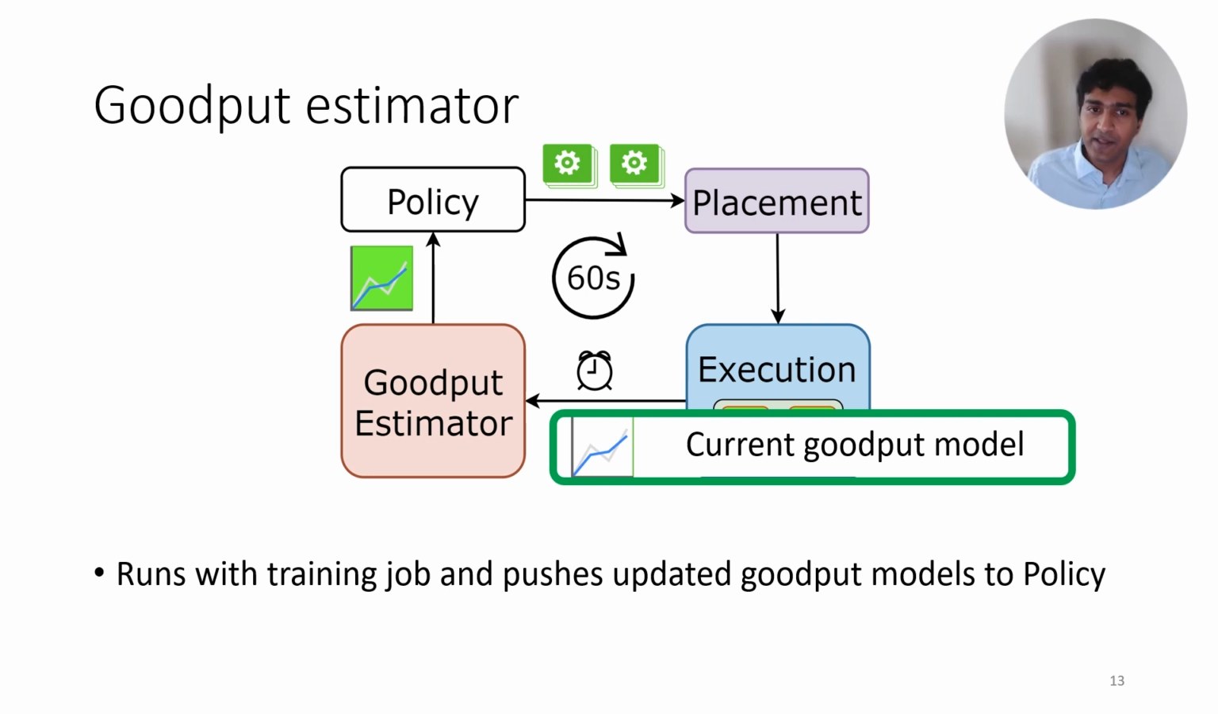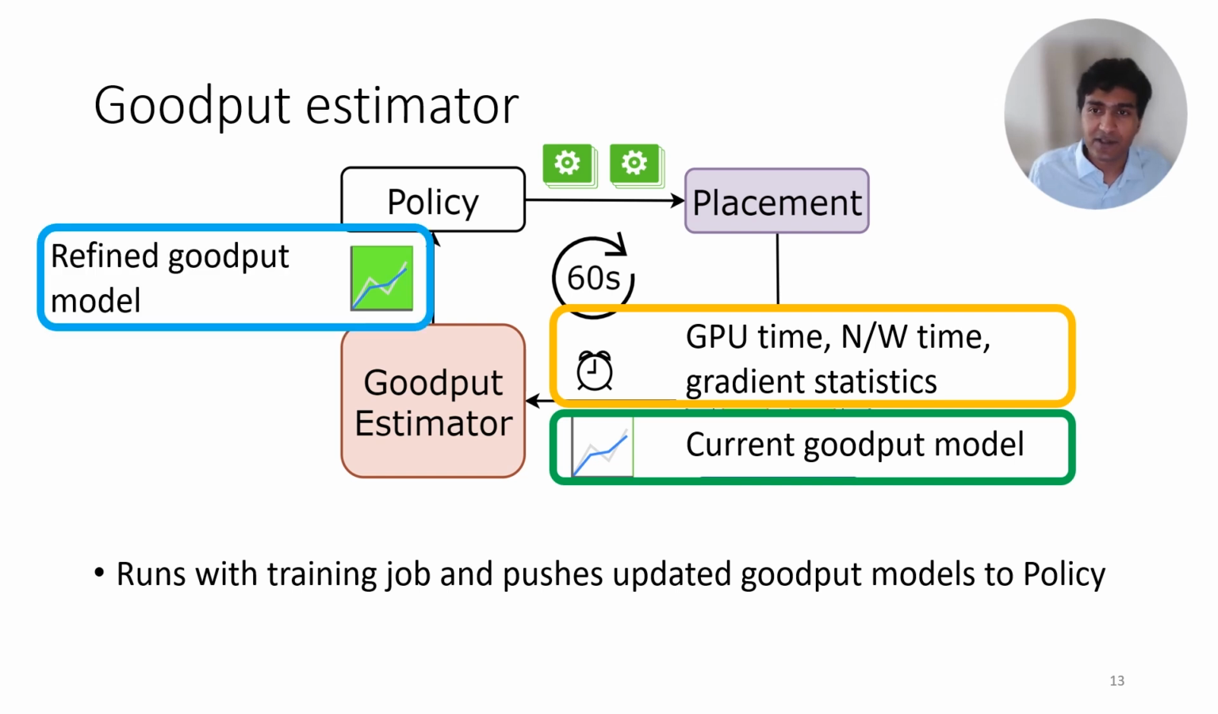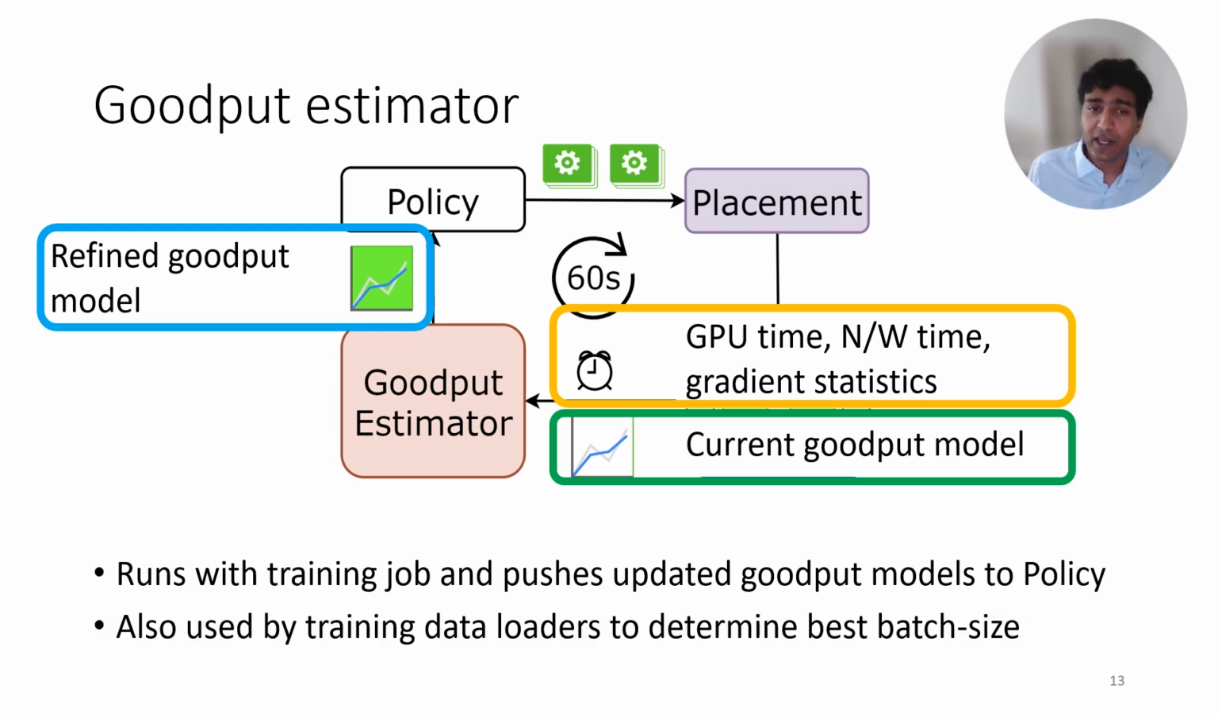In this figure, the clock symbol denotes the collected profiles on two A100s, and the curves under it represent the current unrefined goodput model for the A100 GPUs. Upon refinement, this produces the refined goodput model for the A100s, shown in green on the left. SIA also uses its goodput estimators inside the training data loaders to determine the best batch size for training given the allocated resources.